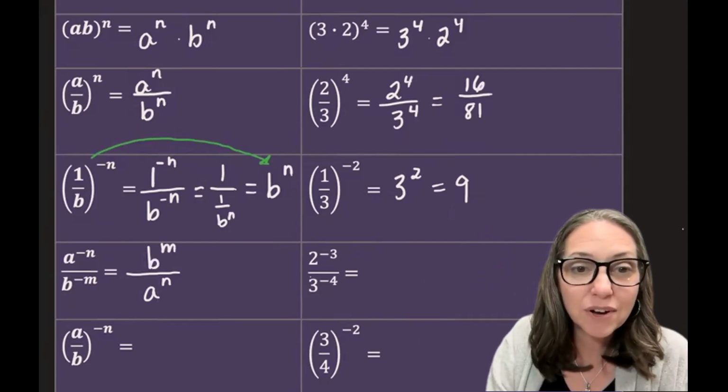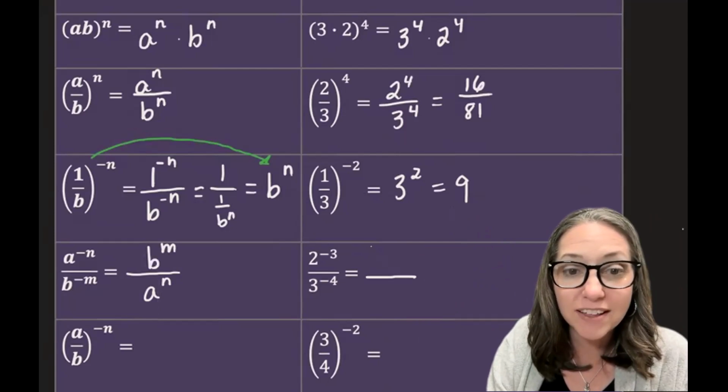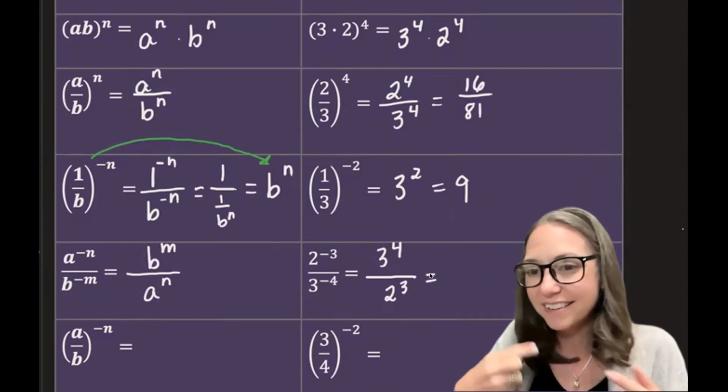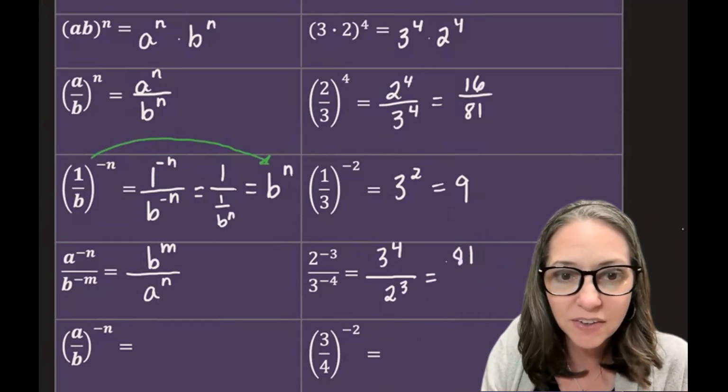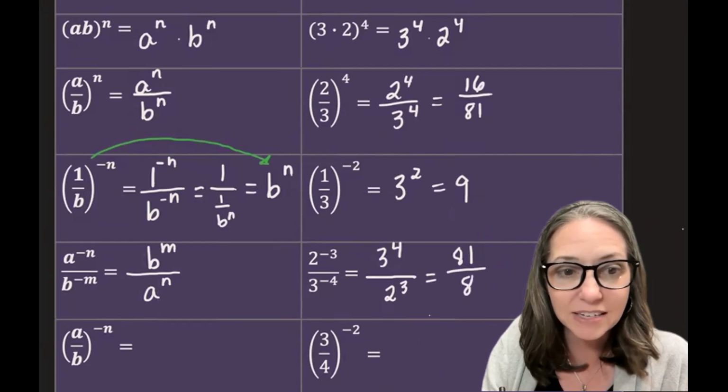So 2 to the negative 3 over 3 to the negative 4, we can write that as 3 to the positive 4 over 2 to the positive 3. And then from there, you're just doing calculations, right? So 3 to the 4th, we just said that one is 81, and 2 cubed would be 8.